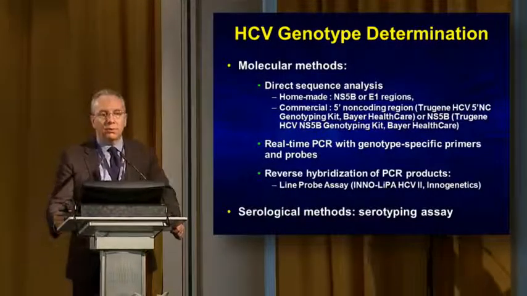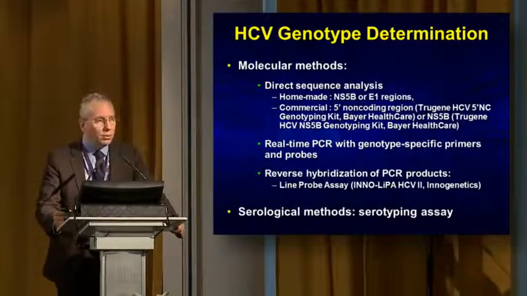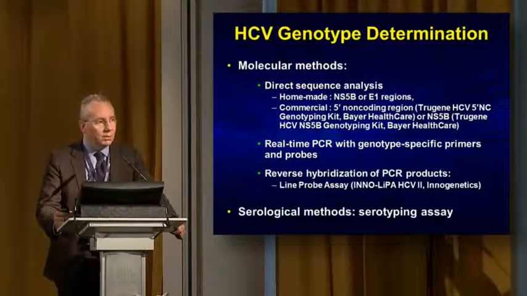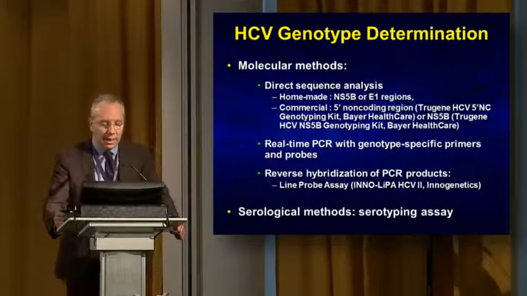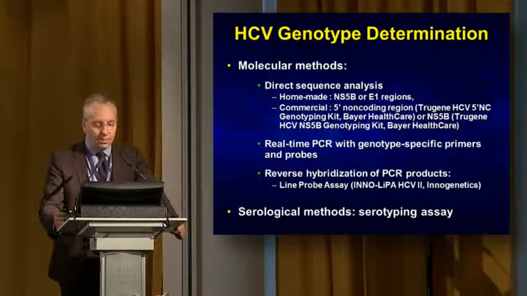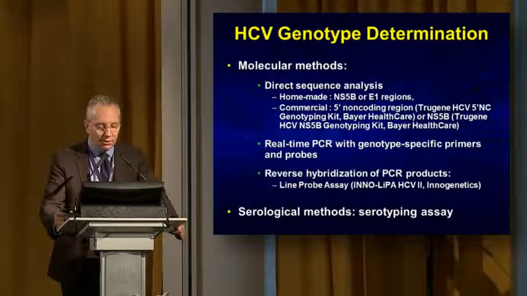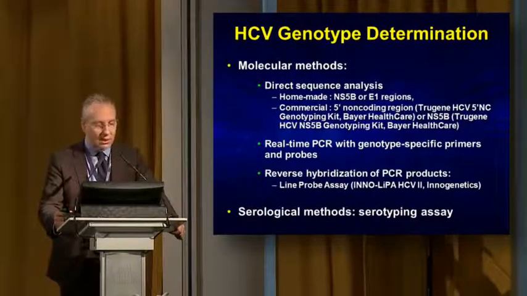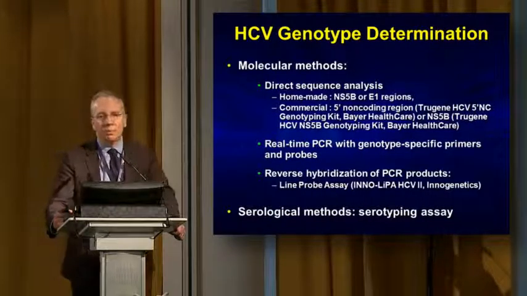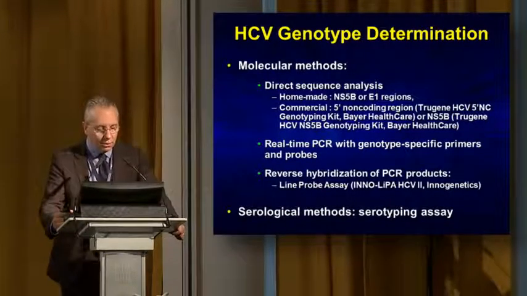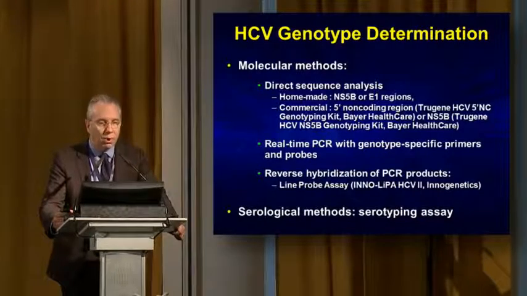There are several methods to determine the HCV genotype. Most are molecular. It can be based on direct sequence analysis, homemade sequence analysis in labs, analysis of the NS5B region, of the envelope 1 region. But there are also commercial assays that are based on direct sequencing. This can be based on direct sequencing of the 5' non-coding region. TrueGene has an assay, or of the NS5B region, which is more reliable, and TrueGene also has an assay for that. Second group of methods to determine the HCV genotype are real-time PCR methods with genotype-specific primers and probe.